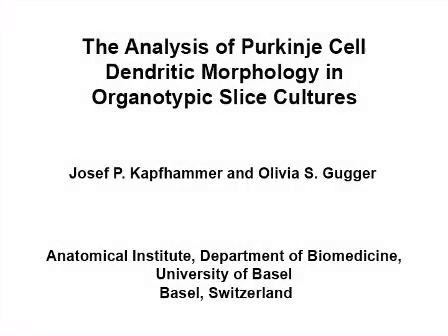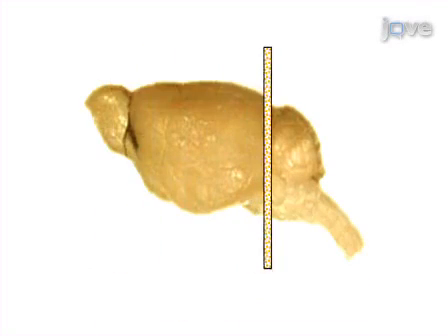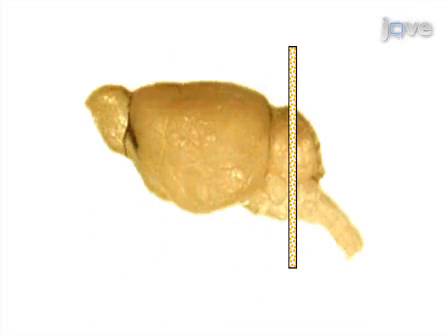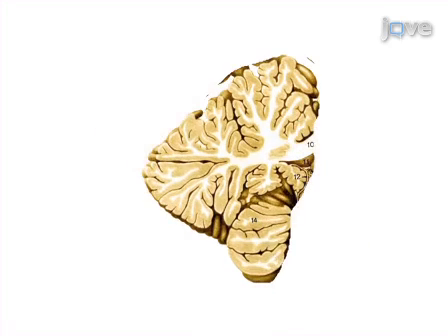The overall goal of this procedure is to analyze the development of the Purkinje cell dendritic tree under various experimental conditions. This is accomplished by first setting up organotypic slice cultures of the postnatal mouse cerebellum.